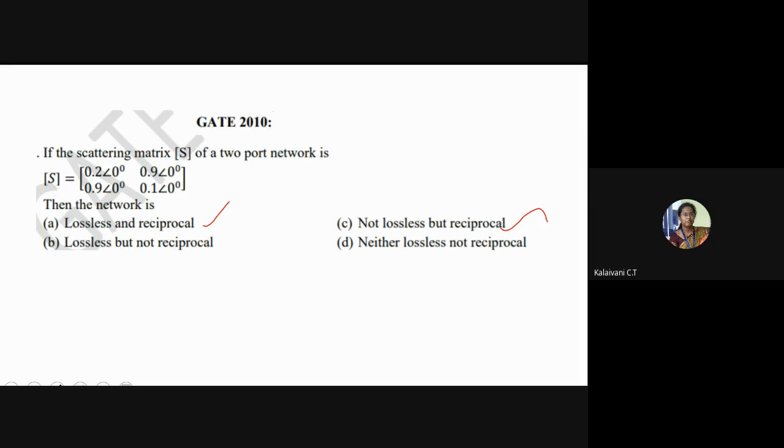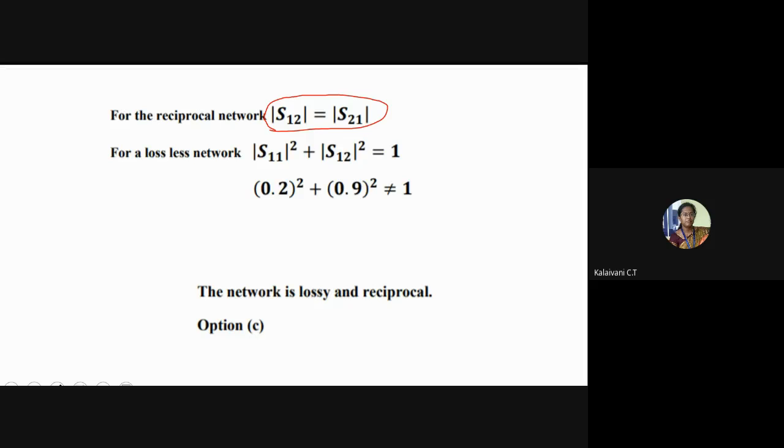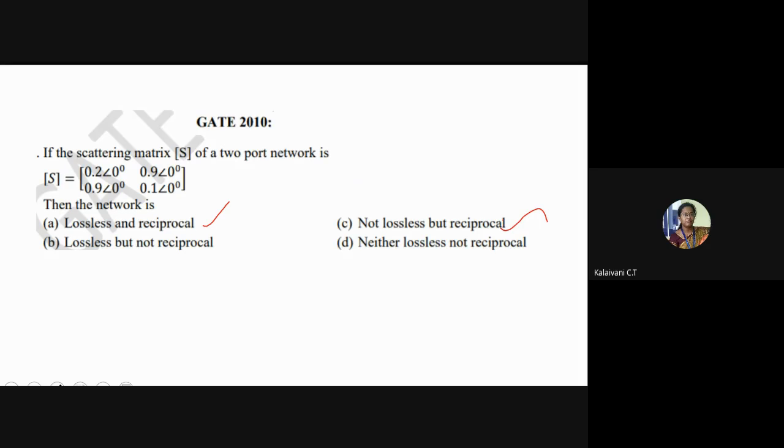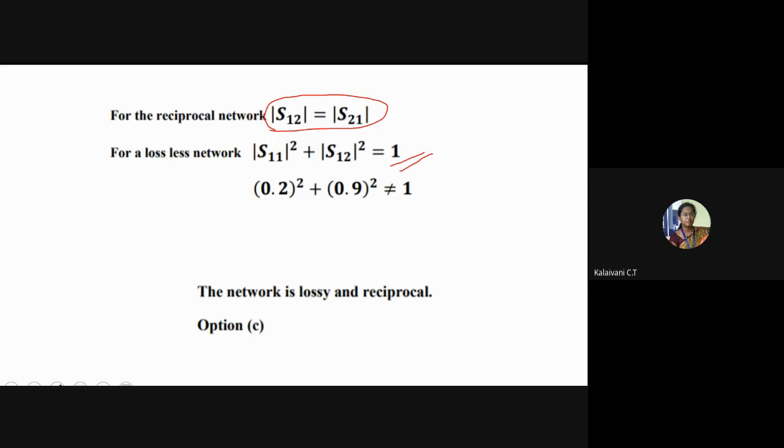In these two, next we have to check whether lossless or not lossless. So what is the condition for lossless network? The modulus of S11 squared plus modulus of S21 squared will be equal to 1. So this is the condition. We have the modulus values, so we can take only the magnitude. Magnitude of S11 is 0.2 and magnitude of S12 is 0.9. So 0.2 plus 0.9, the whole square, is not equal to 1. So the network is lossy. If it is equal to 1, that is lossless. Since it is not equal to 1, we take that as lossy. So the answer is the network is lossy and reciprocal.